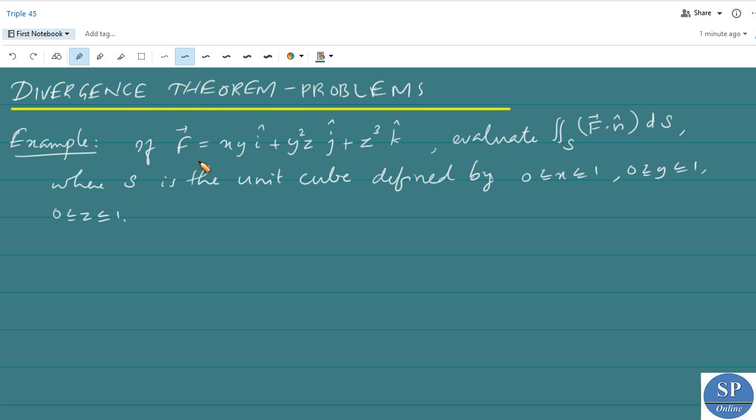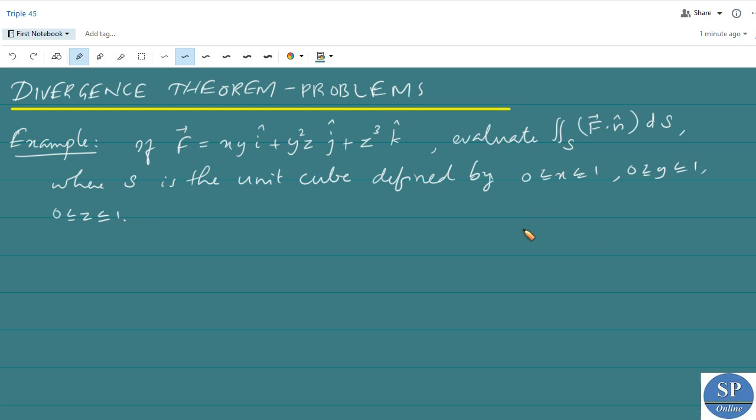So the question is, if the vector field f equal to xyi plus y square z into j plus z cube into k, evaluate the surface integral over s f dot n ds, where s is the unit cube defined by 0 less than or equal to x less than or equal to 1, 0 less than or equal to y less than or equal to 1, and 0 less than or equal to z less than or equal to 1.